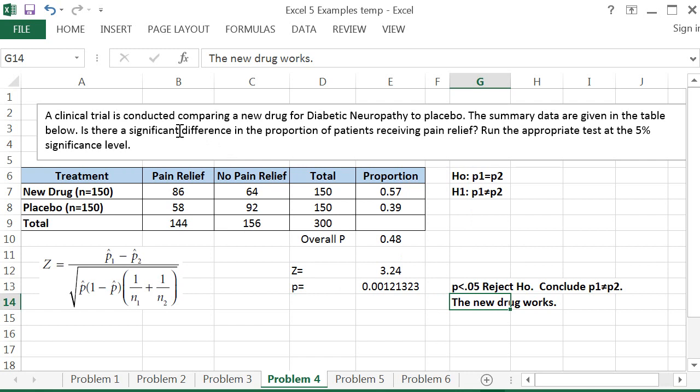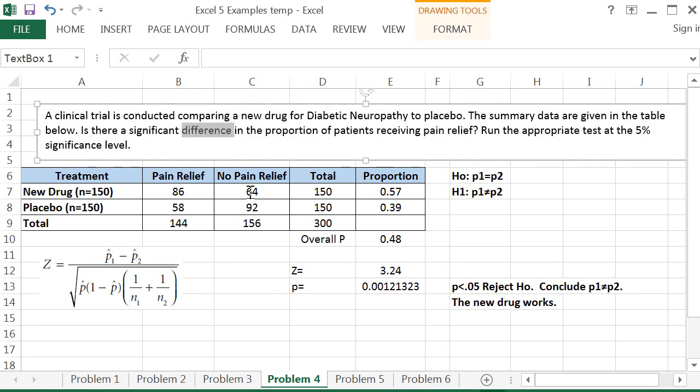Now, one thing you want to watch for, if it said, is there a significant decrease or is there a significant increase here instead of difference, then you would not be doing a two-tailed test, you'd be doing a one-tailed test. So just watch for that.